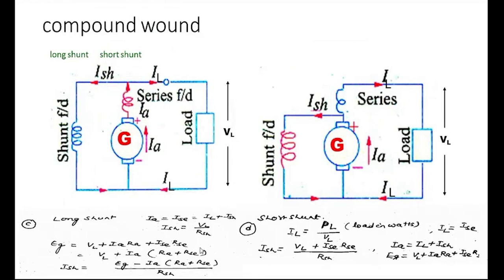Here is the compound wound DC generator. There are two types of compound generator: long shunt and short shunt. On the left side is the long shunt compound generator. Why is it called long shunt? The shunt field winding is connected in parallel with both the series field winding and armature winding. But in the short shunt compound generator, the shunt field winding is in parallel with only the armature winding. The equations are IA equals ISC equals IL plus ISC, ISC equals V by RSC, and EG equals V plus IA RA plus ISC RSC.